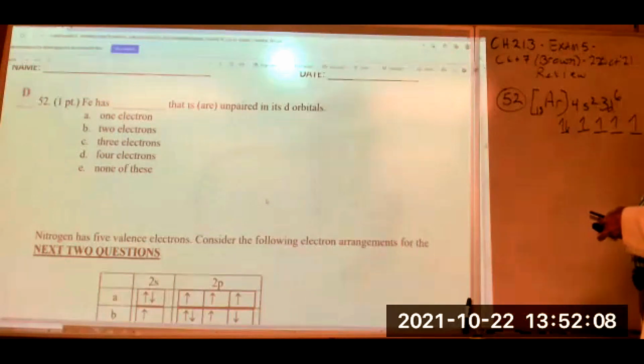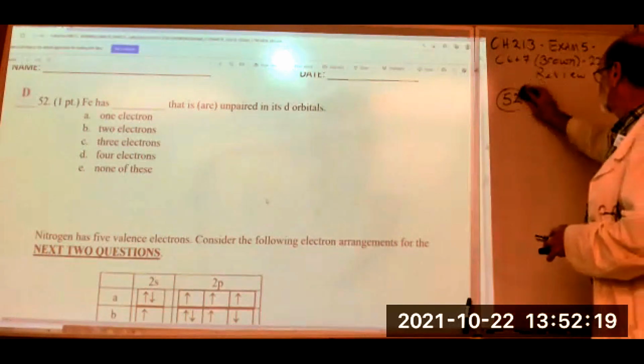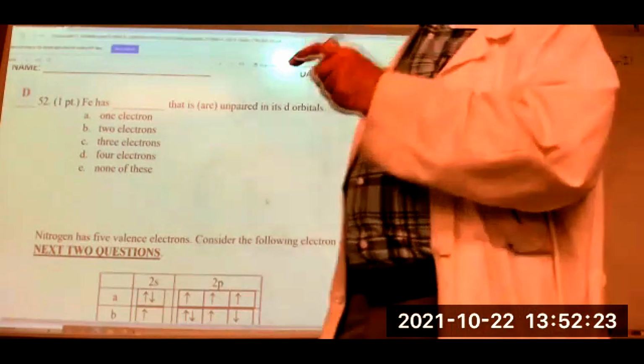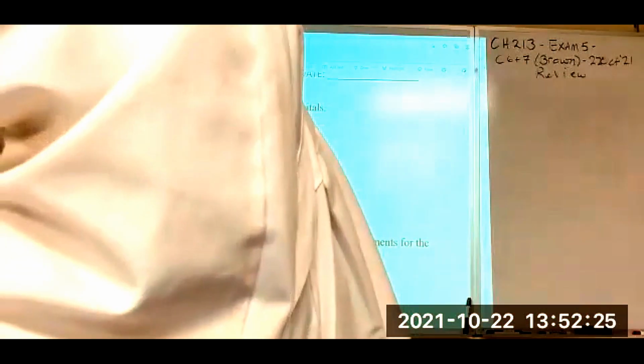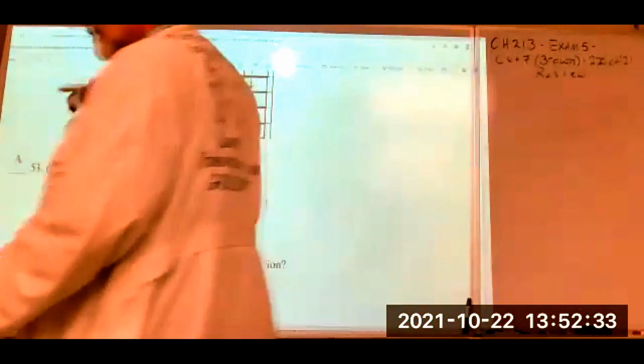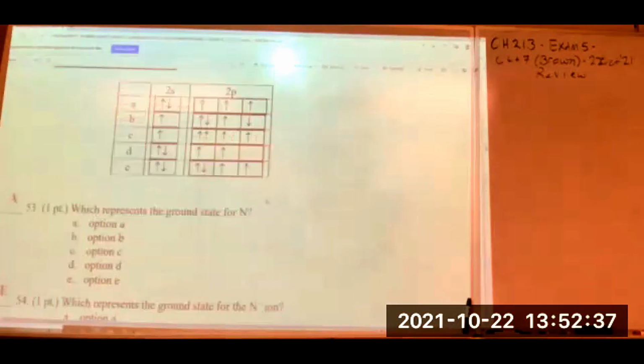Actually, 2 elements. Chromium is an exception. I'll come back to it if I have to. Let's see, that was iron, 53. Here we go. Oh, 53 is going to reference that configuration above. So let me scroll back there a bit.